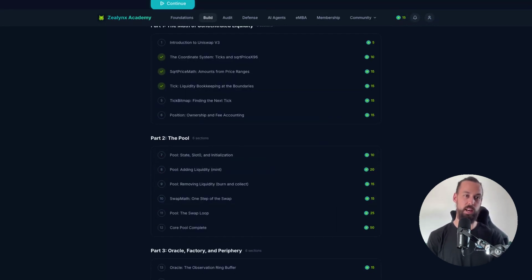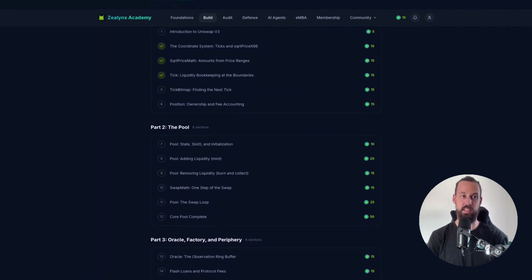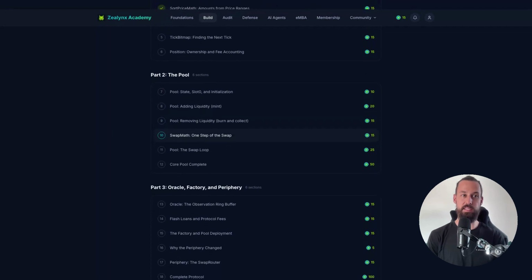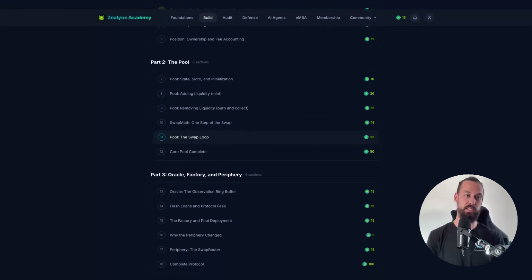Next episode is TickBitmap, which answers a different question. Given where the price is now, which is the next initialized tick? Because the swap loop can't afford to check them one at a time. And the answer is a single word of storage and some bit twiddling.